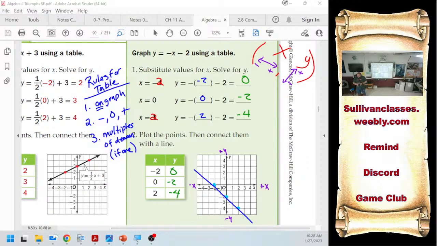I understand that some of us remembered the Holy Grail from last year. Look at the top of the page. Y equals mx plus b. Okay.